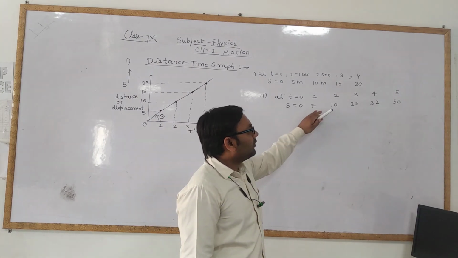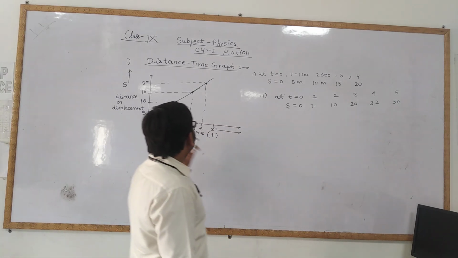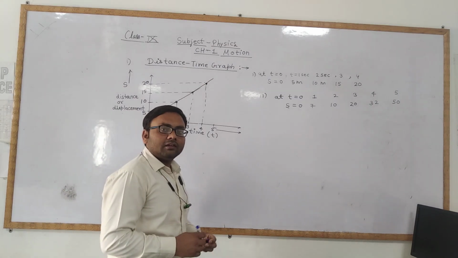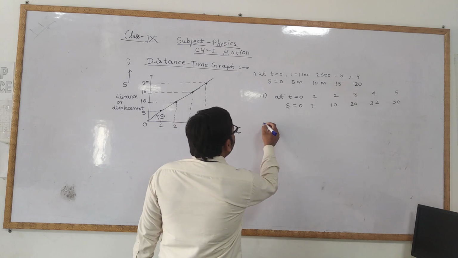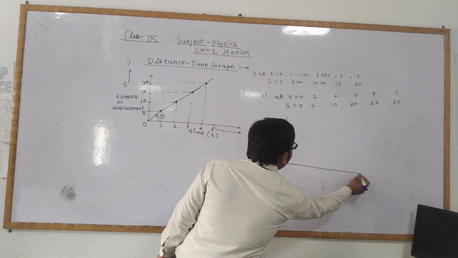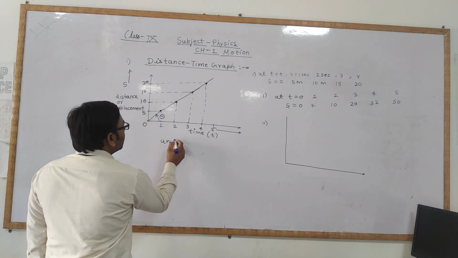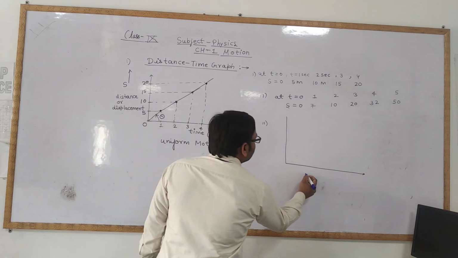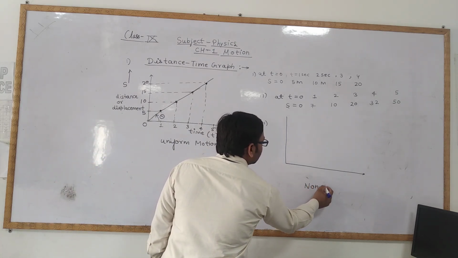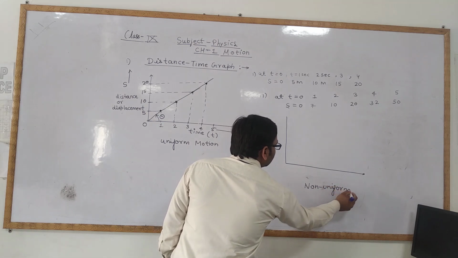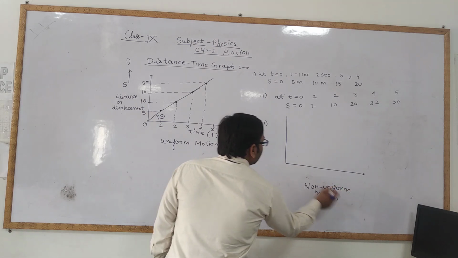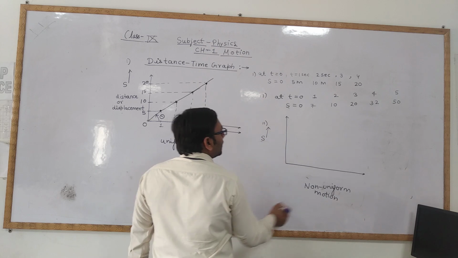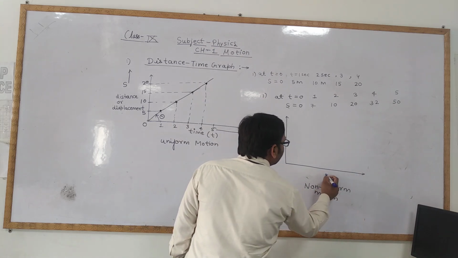So for this kind of non-uniform motion, we can also plot a distance time graph or displacement time graph, and we can see what will be the nature of that particular graph. So let us plot it. The first graph is for uniform motion, and the second one is for non-uniform motion. So in non-uniform motion, on the y-axis we will plot the distance or displacement, and on the x-axis we will plot the time.